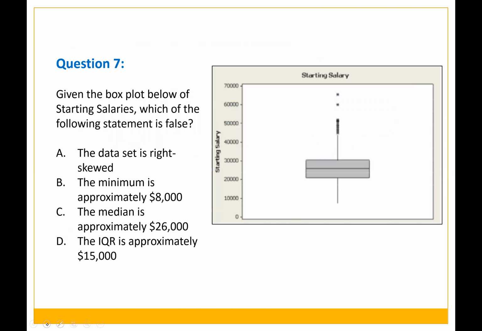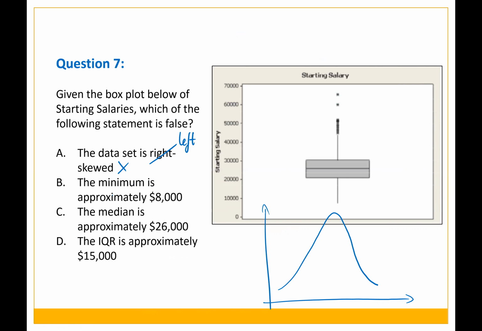Now we go to the last question. Given the box plot below of the starting salaries, which of the following statements is false? A says the data set is skewed right. Now we're looking at the starting salary, and we have a bunch of big outliers. When drawing the histogram, whether it's skewed right or left depends on how close the median is compared to the upper and lower quartile. Here, the median is slightly closer to the upper quartile, so it's actually skewed left and not skewed right. So this one is wrong.